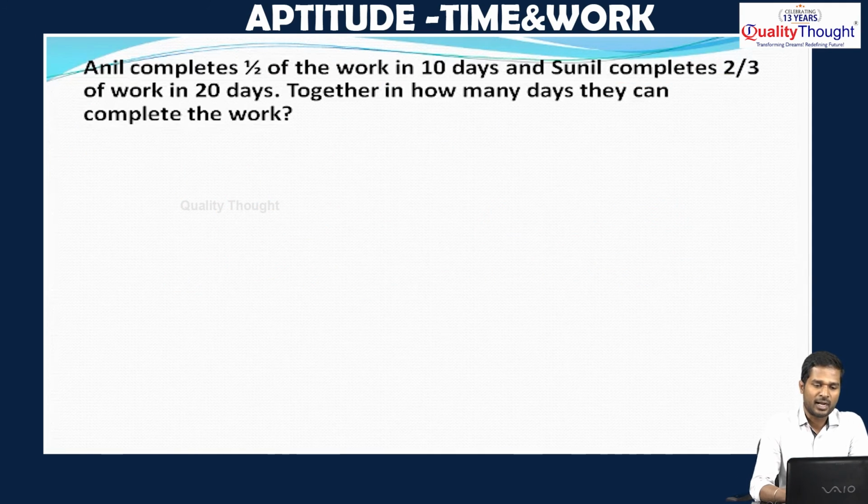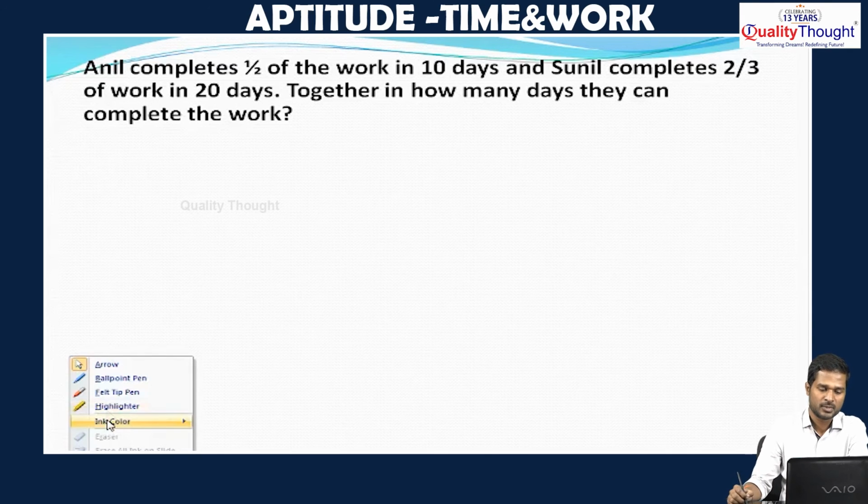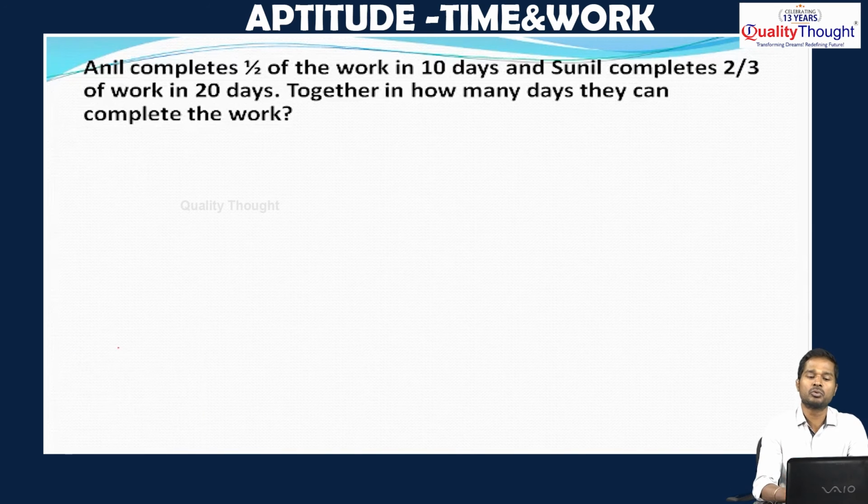The question says Anil completes half of the work in 10 days and Sunil completes 2/3 of the work in 20 days. So together in how many days can they complete the work? So interesting question. Let's see. He has given a part of the work done by both of the people. I mean, what part of the work is done by Anil separately and what part of the work is done by Sunil separately.